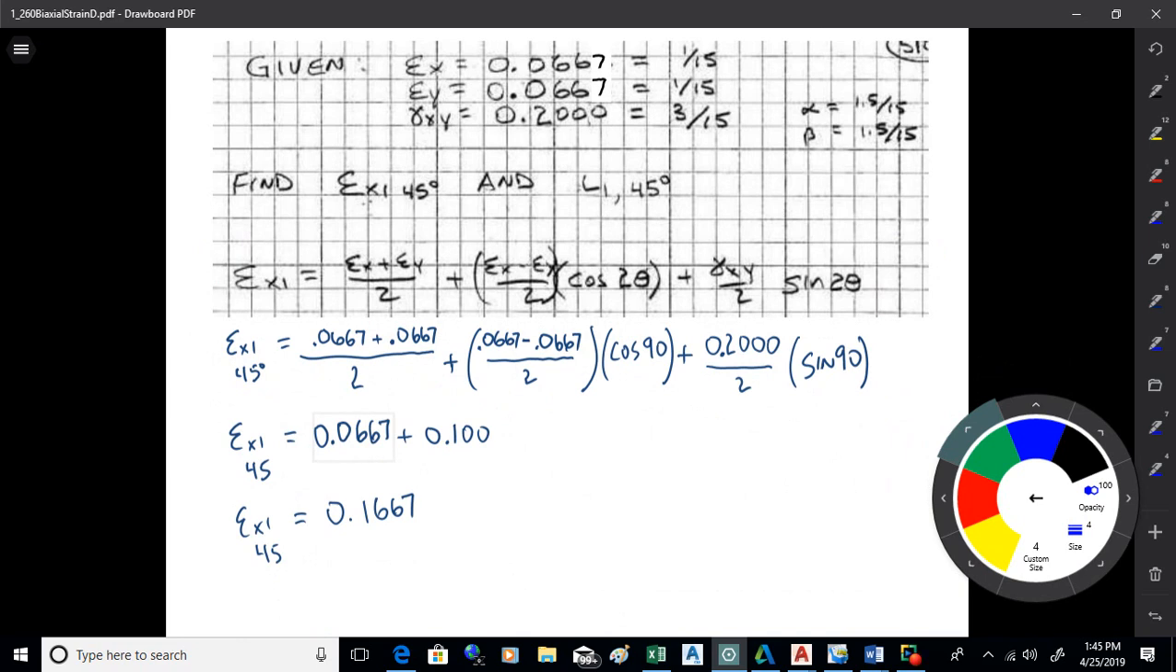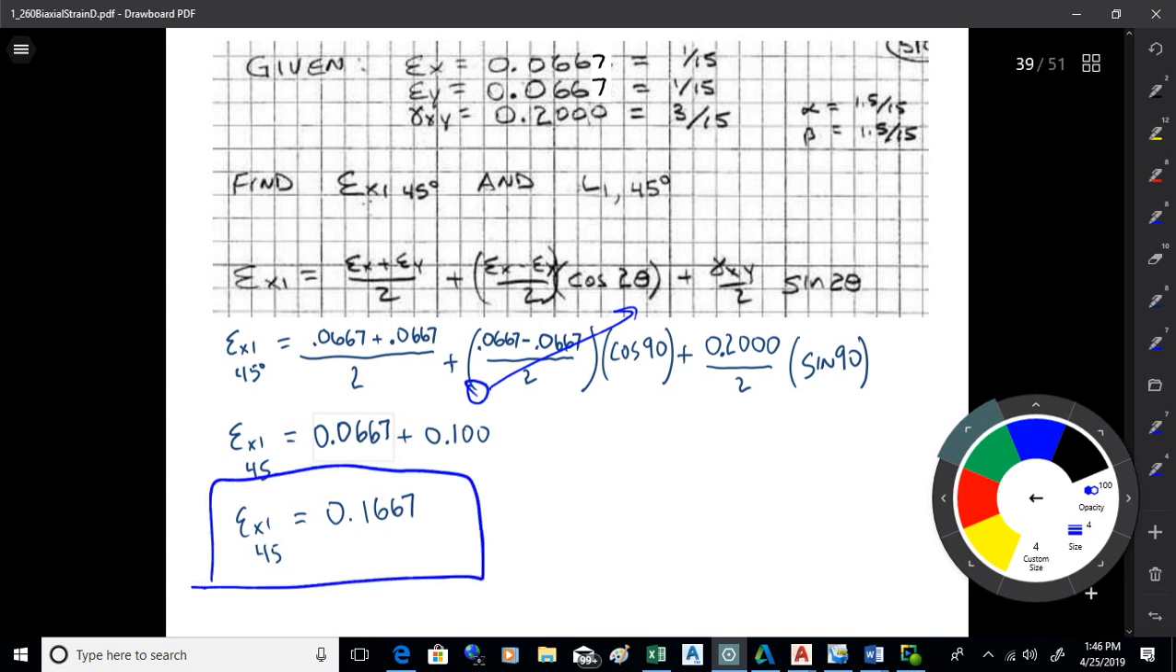All right, so I'm going to plug in epsilon x, epsilon y, and gamma xy. Okay, so I'll have 0.0667 plus 0.0667 divided by 2 for my first term. My second term will zero out, so those terms go to 0. The third term will be 0.2 over 2 times the sine of twice 45. That's the sine of 90, so that's 0.1. So I'm going to add everything up, and I'm going to get the normal strain that this model predicts at 45 degrees. It's 0.1667.